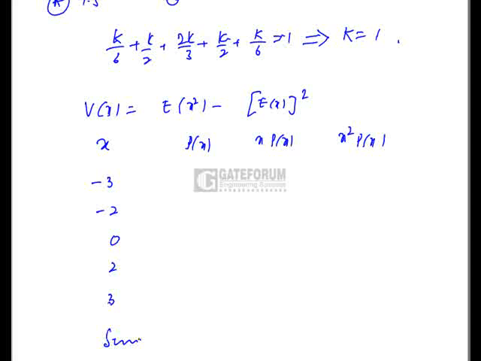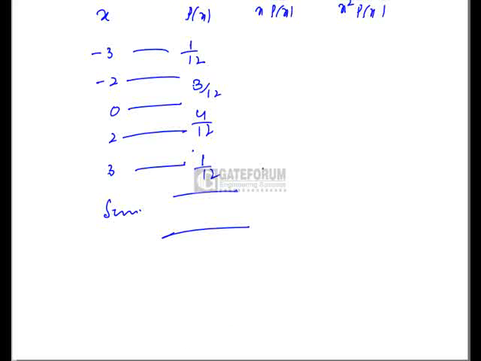Let us go for the sum here. Now the p of x values are nothing but 1 by 12, just multiplying this k by 6 to this minus 3. Next value will be 3 by 12, then 4 by 12, then it is 1 by 12, and the sum is nothing but 3, 7, 8, 9.